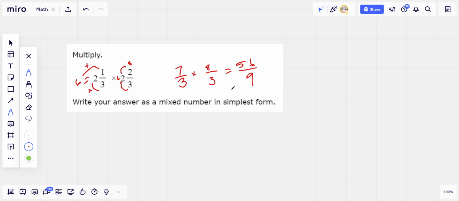So let's simplify. Let's see. 9 times 6 equals 54. And 56 minus 54 is 2. So I can have a 6 as my whole number, and that would leave 2 9ths left over. So our answer should be 6 and 2 9ths. So that is a little bit of work with writing, multiplying mixed numbers and then writing them back as a mixed number in simplest form.